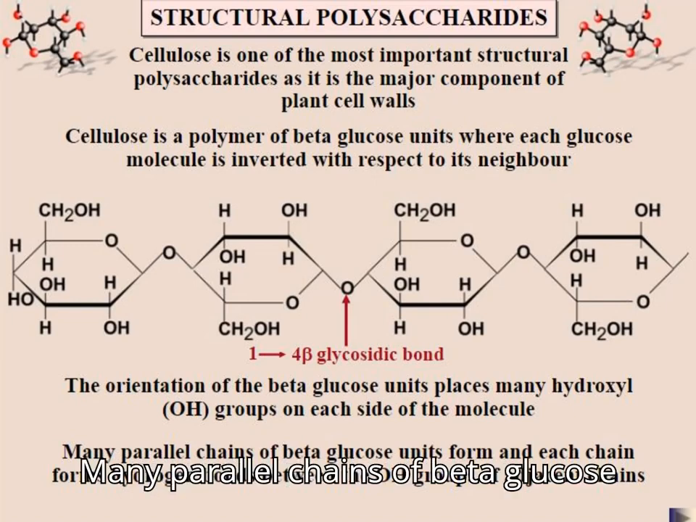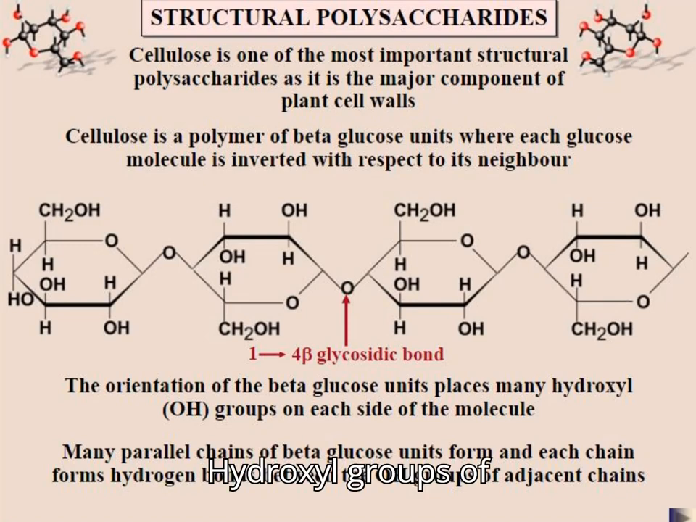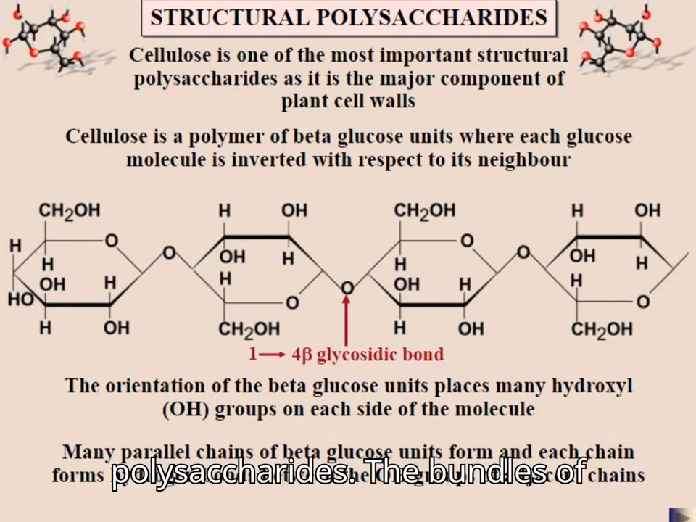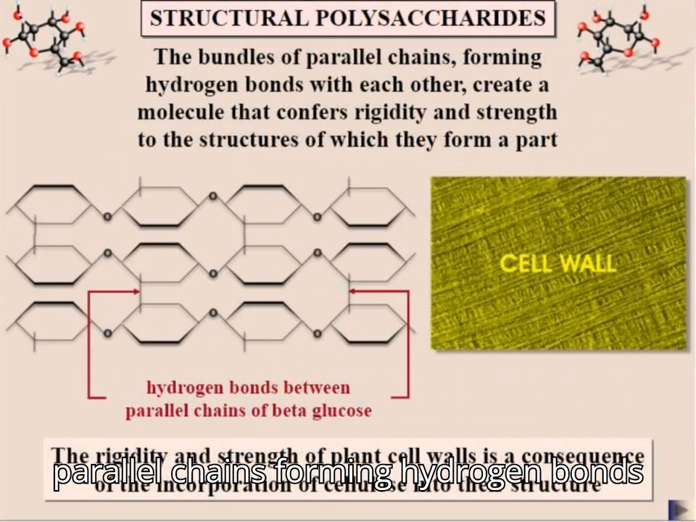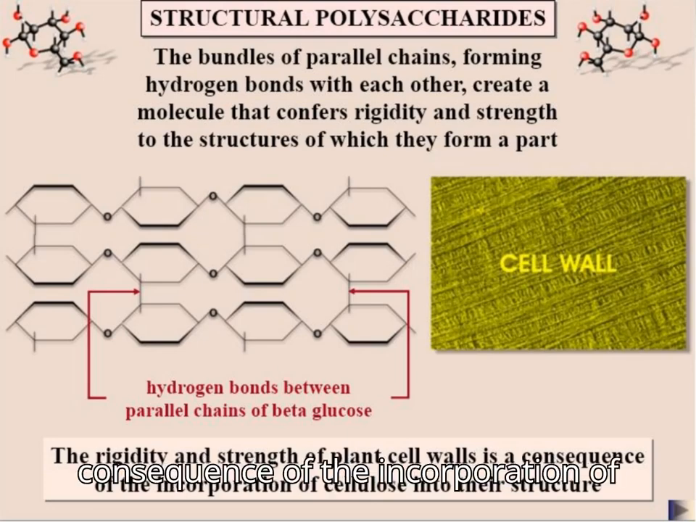Many parallel chains of beta glucose units form, and each chain forms hydrogen bonds between the hydroxyl groups of adjacent chains. With regard to structural polysaccharides, the bundles of parallel chains forming hydrogen bonds with each other create a molecule that confers rigidity and strength to the structures of which they form a part. The rigidity and strength of the plant cell walls is a consequence of the incorporation of cellulose into their structure.